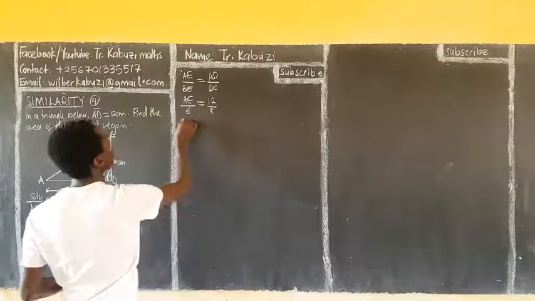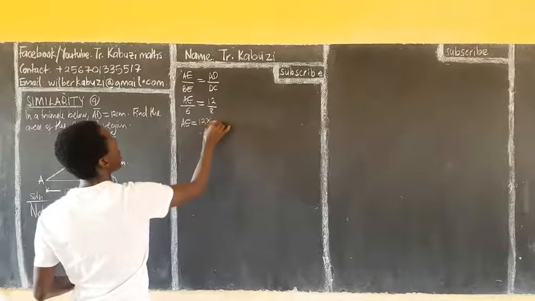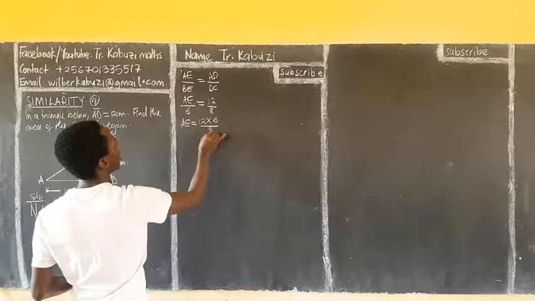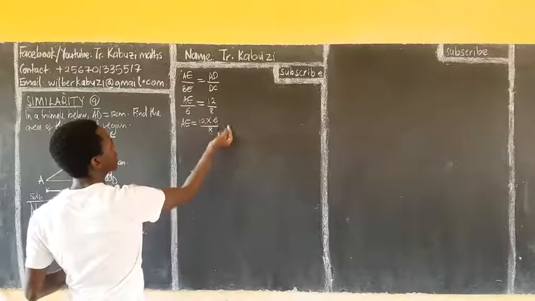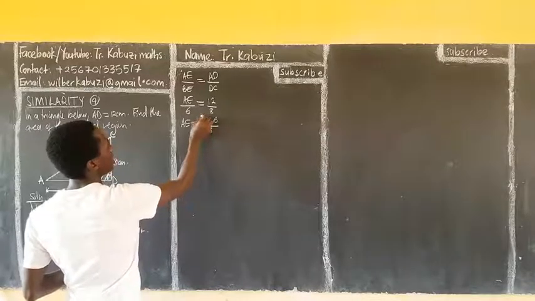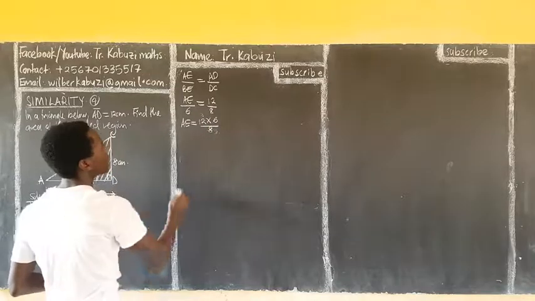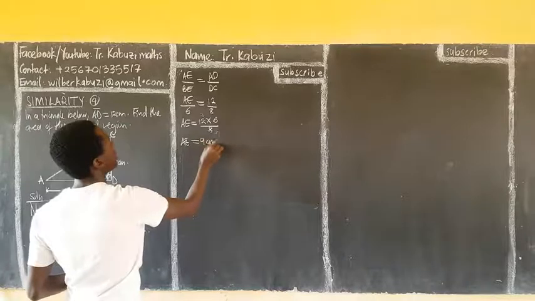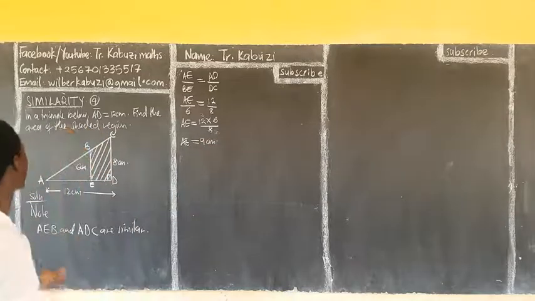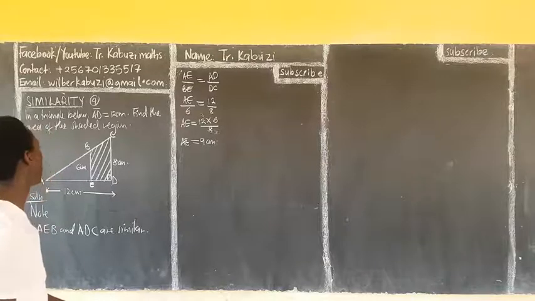If I cross multiply, AE is going to be 12 times 6 over 8. And you see that by 4 you get 3 here, by 4 you get 2, and so your AE is going to be 9 centimeters. So if you have AE here, now I can just get the area of the small triangle.